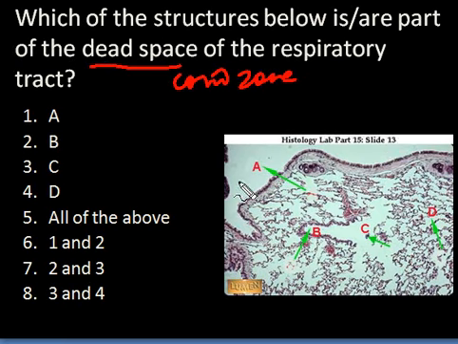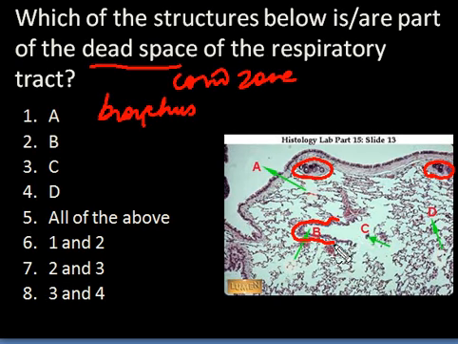So the first one is A, which is this huge structure which you see here, and that is a bronchus. It's a bronchus because here you can see these cartilage bits, you can see the epithelium, and because of the presence of cartilage, this is a bronchus. B is this one, which is a bronchiole, and this bronchiole is leading into a respiratory bronchiole. So C, this area, is all respiratory bronchiole.